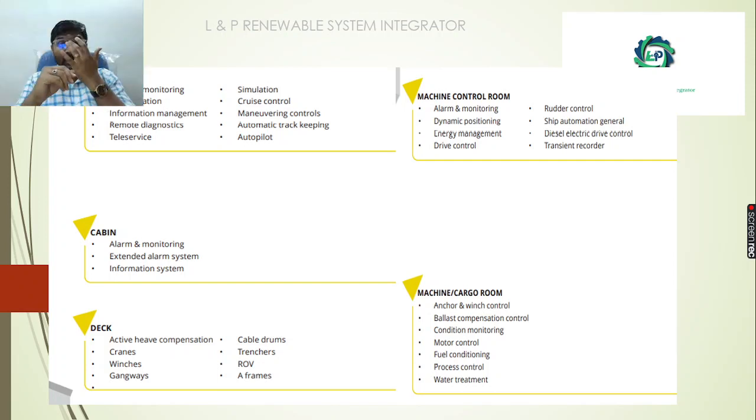When we get into the machine control room, we have rudder control, alarm and monitoring, energy management, drive control, ship automation in general, diesel electric drive control, and transient recorders. When we get into the machine or cargo room, we have anchor and winch control, ballast compensation control, condition monitoring, motor control, fuel conditioning, process control, and water treatment. All these things are controlled using PLCs inside the ship. That's why ship automation plays a very important role in controlling most things in the bridge, cabin, deck, machine control room, and cargo rooms.